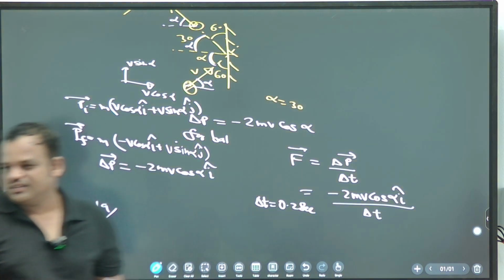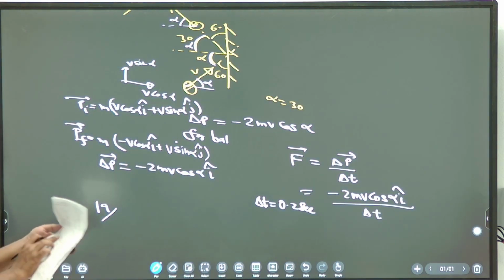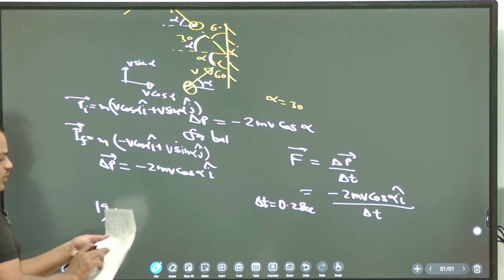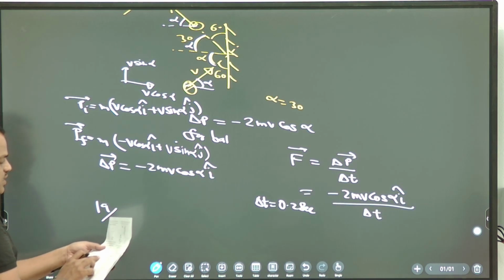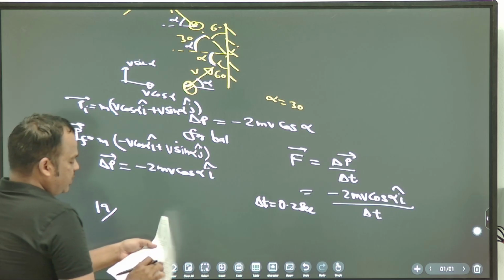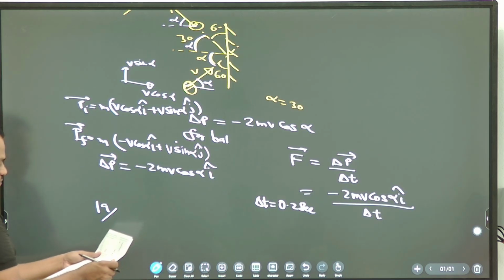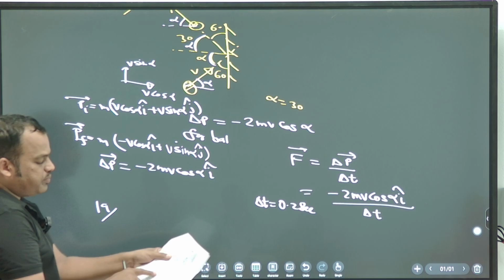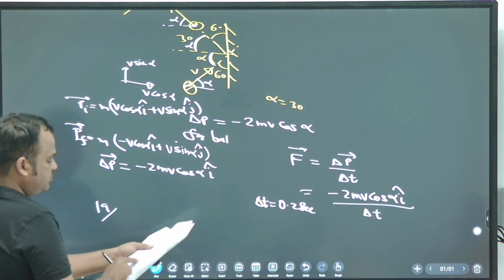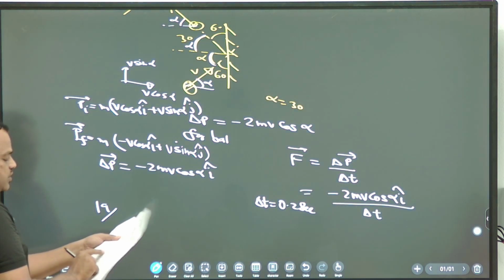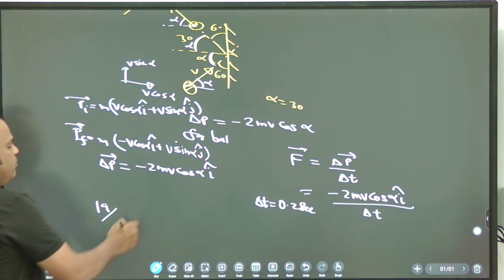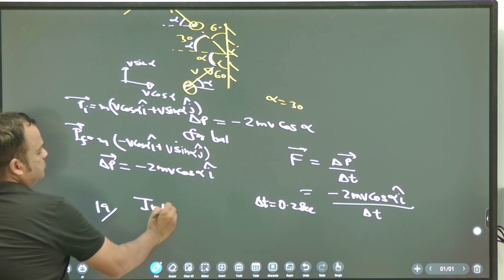Question 19. Answer. Directions: In the following questions, a statement of assertion is followed by a reason. Mark the correct choice. Assertion: There is no appreciable change in position during action of impulsive force. What is impulsive force?